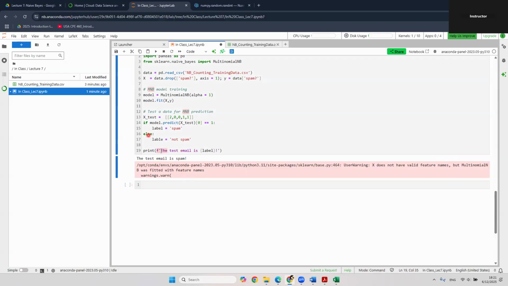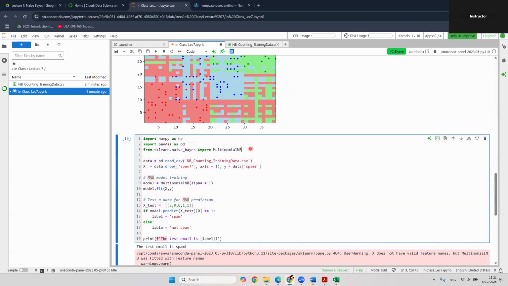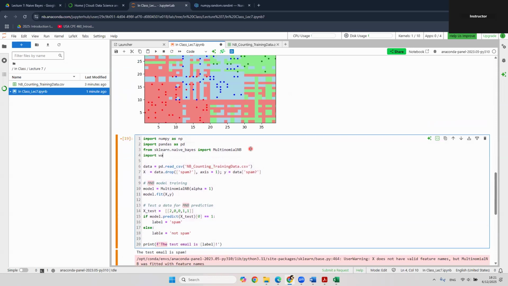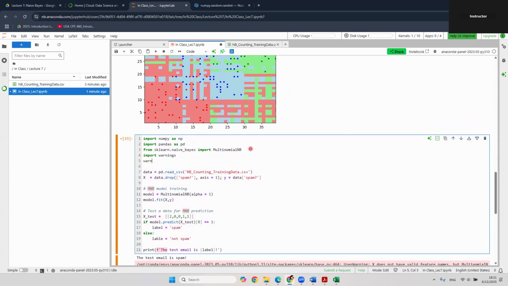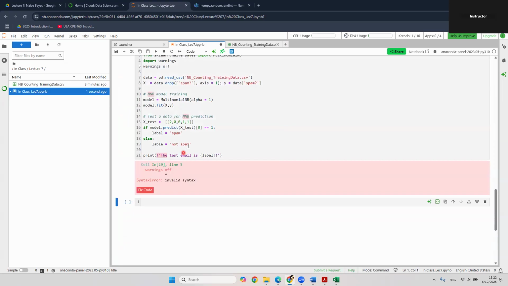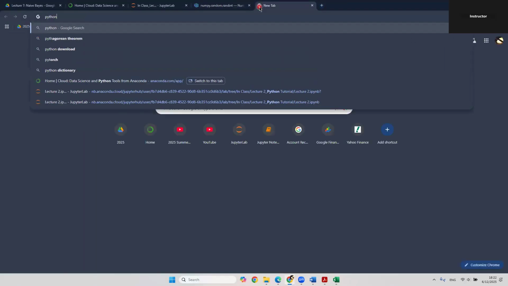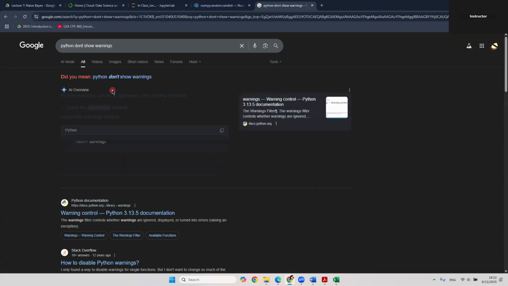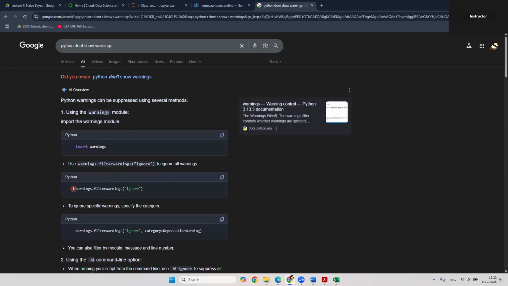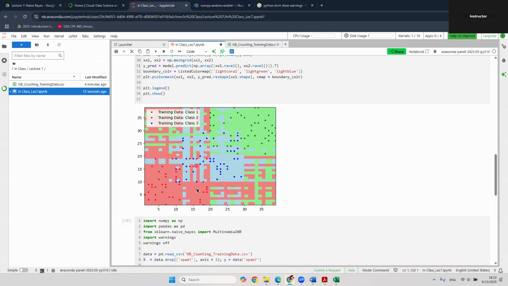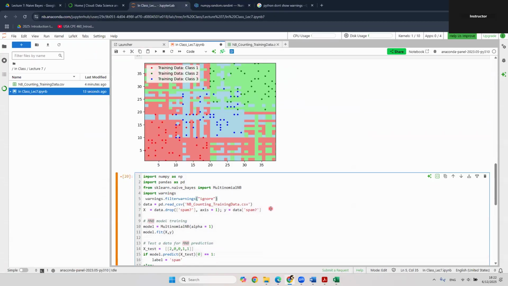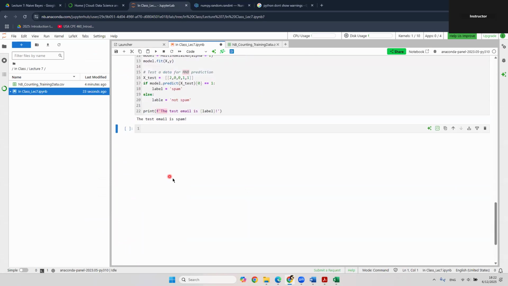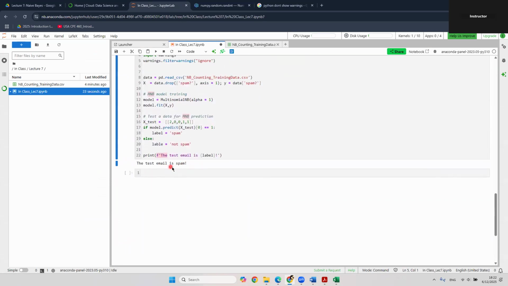So this is a warning, it doesn't matter. If you don't want to see the warning, simply import warnings, and warnings filter ignore. I forgot the details, but let me see. It may tell you wrong. Import warnings and then warnings.filterwarnings ignore here. And so the warning message is not shown, and the test email is spam.